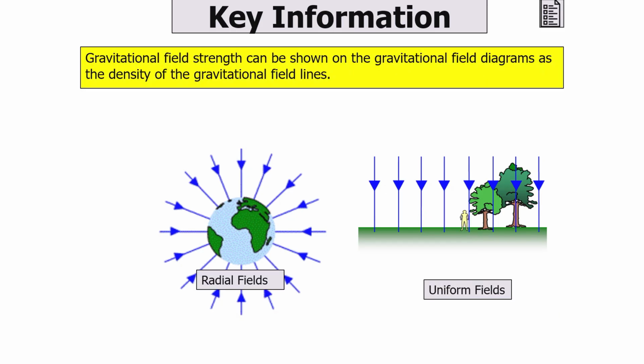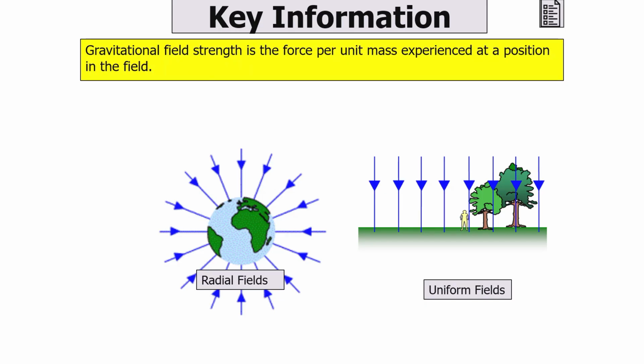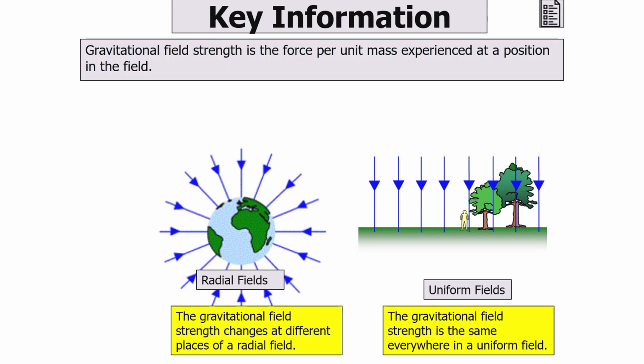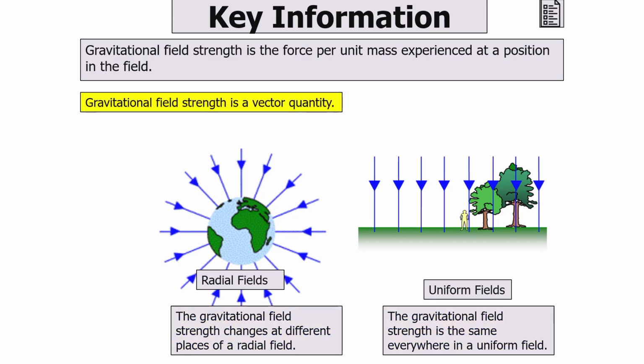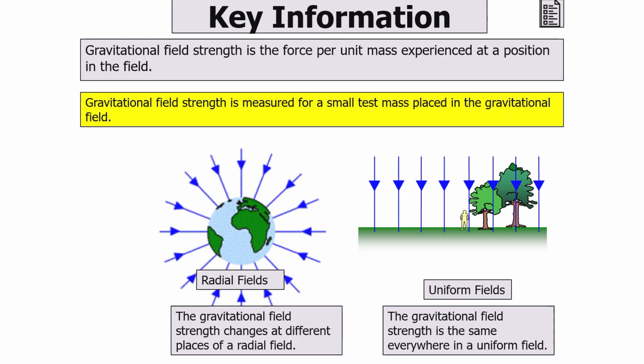Now gravitational field strength can be shown on gravitational field diagrams as the density of the gravitational field lines. Gravitational field strength is the force per unit mass experienced at a position in the field. For radial fields, the gravitational field strength changes at different places in the field, whilst for uniform fields, the gravitational field strength is the same everywhere. Gravitational field strength is a vector quantity, and we say it is measured for a small test mass placed in a gravitational field.